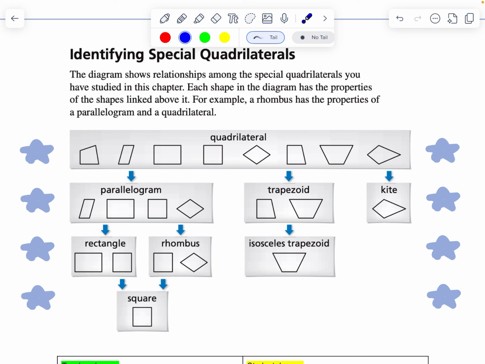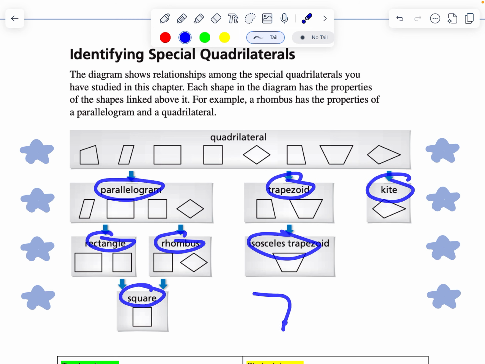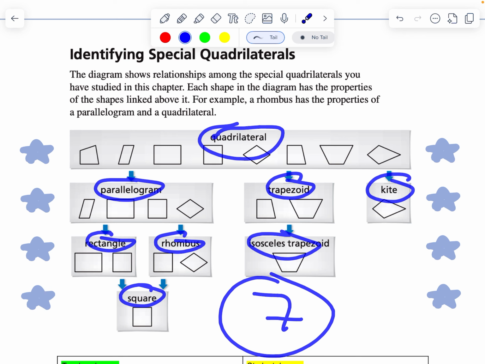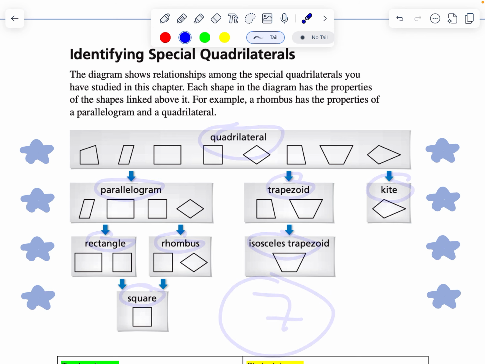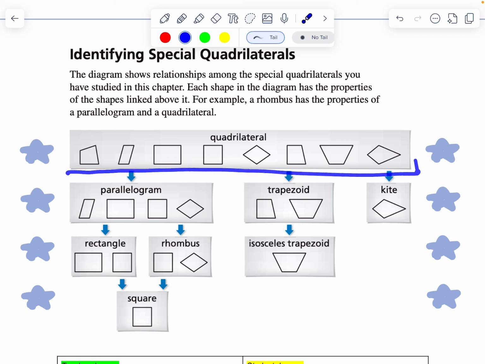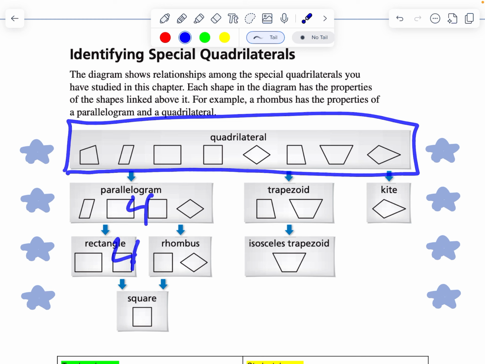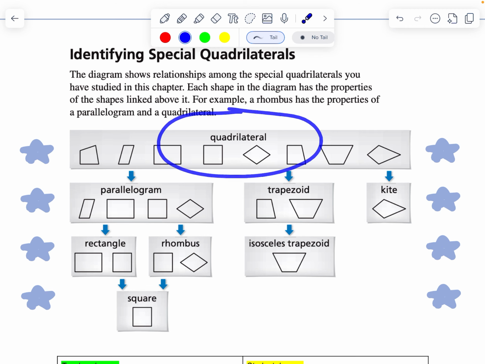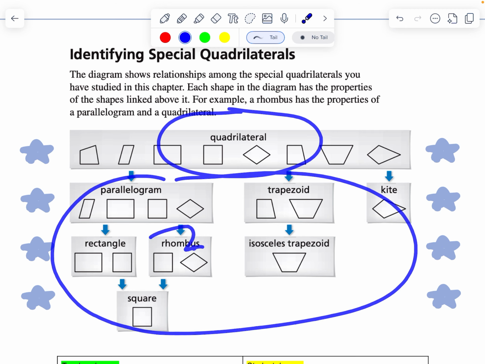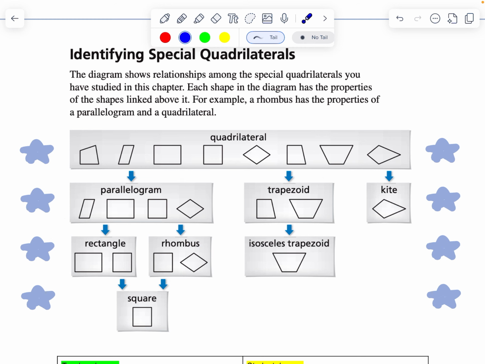We have looked at 1, 2, 3, 4, 5, 6, 7 types of quadrilaterals. They all have different properties, but they all do share some basic properties. They're all quadrilaterals, which means they all have 4 sides. Every single one of these has 4 sides. They also all have interior angles that sum to 360 degrees. Those are just 2 properties that all of these are going to have.